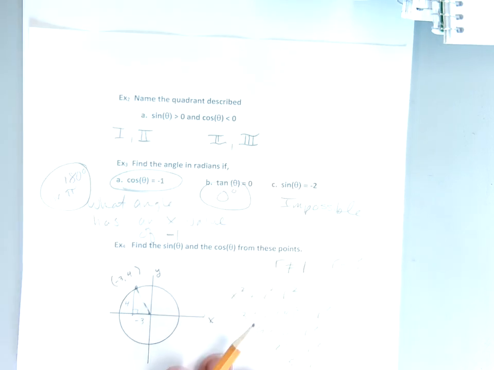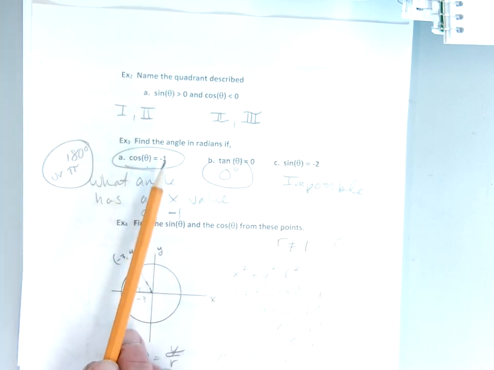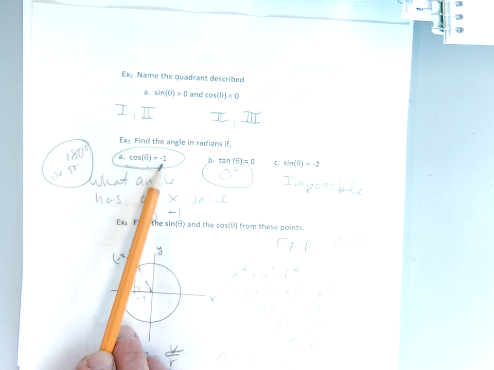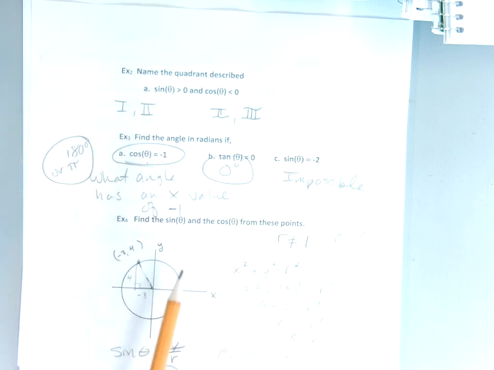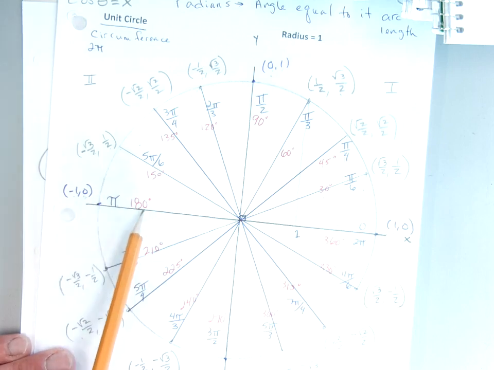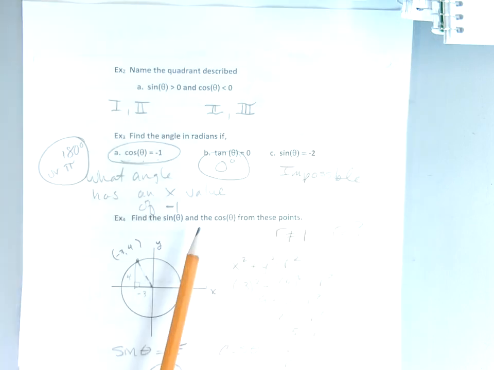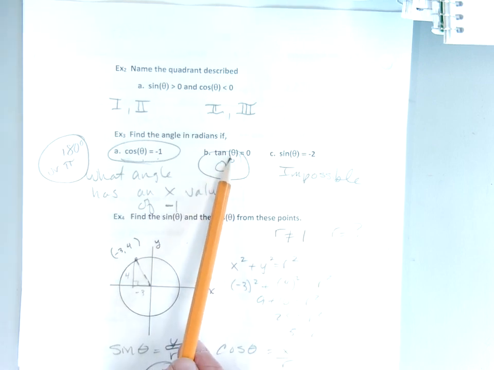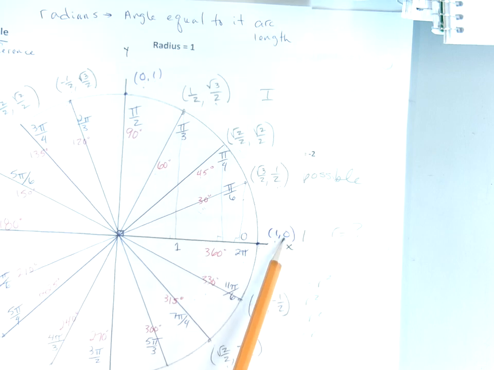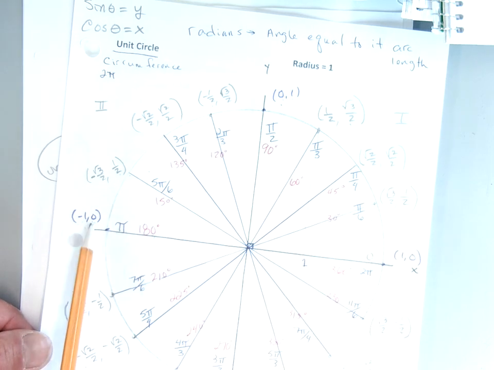Now, this is a different question. It says find an angle that has an x value of negative 1. An x value of negative 1 is right here. The angle is either 180 degrees or pi, depending on how you want to call it, degrees or radians. This says give me a tangent value of 0. Well, a tangent value of 0 is right here because that's 0 over 1, which is 0. It's also here at 180 degrees.